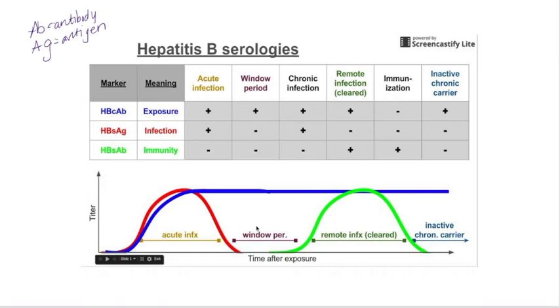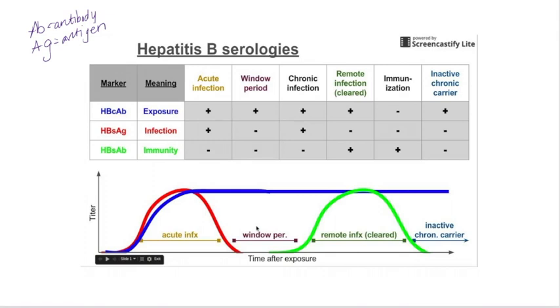Remember that hepatitis B is spread by parenteral routes: blood, body fluids, sexual intercourse, whether vaginal or anal, blood-to-blood contact, IV drug use, needle stick injury, and then mother to infant via vertical transmission during pregnancy and delivery.